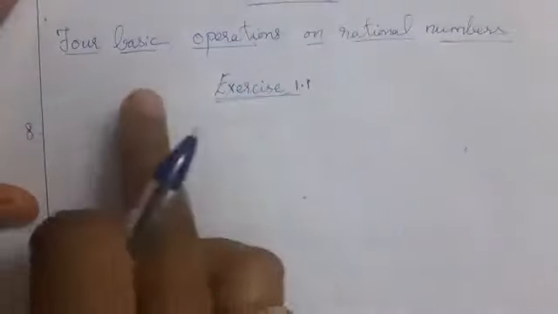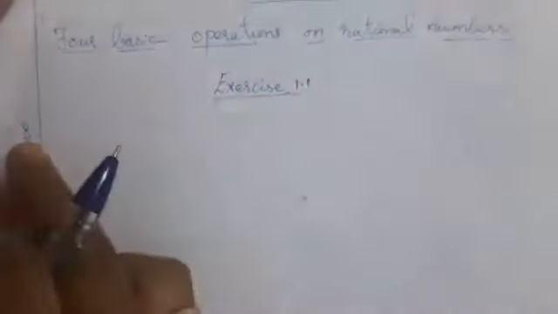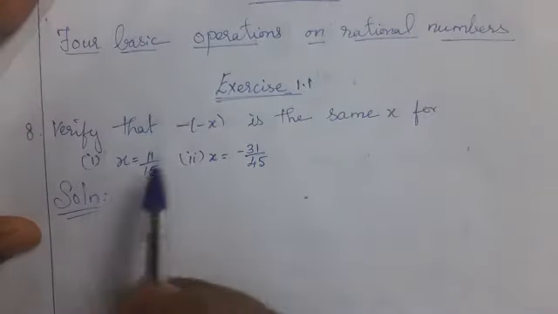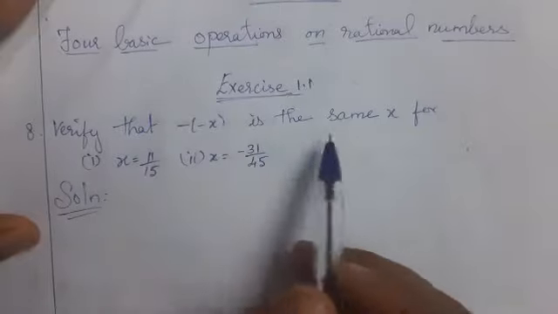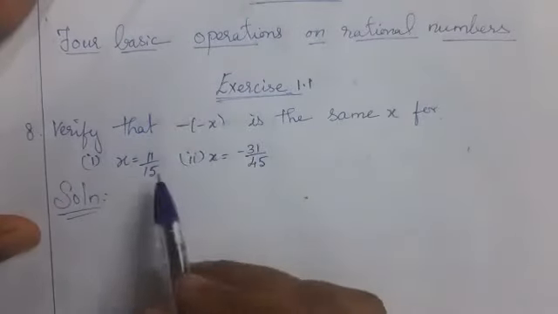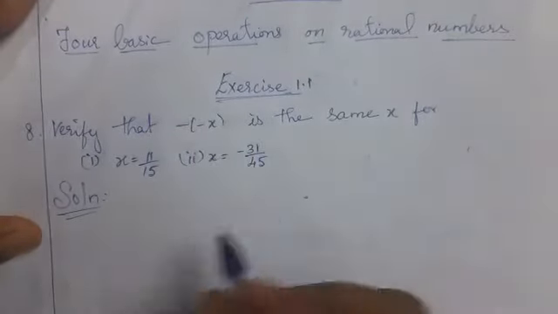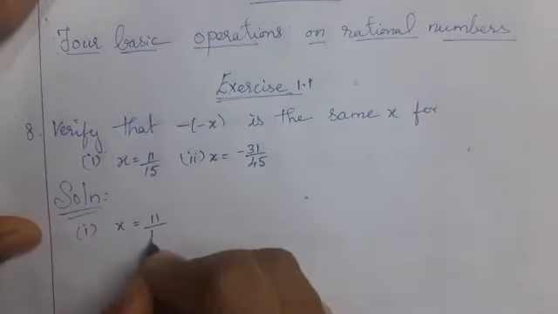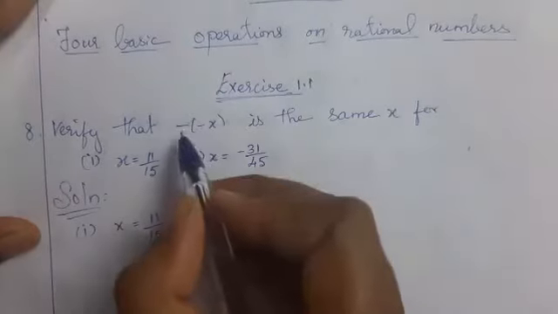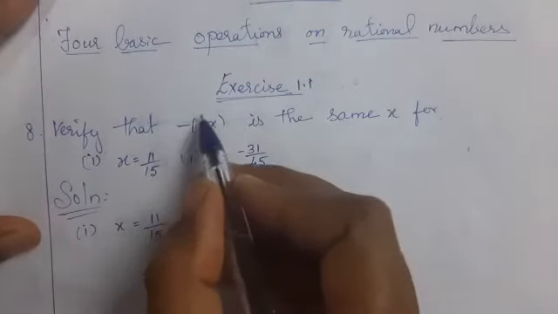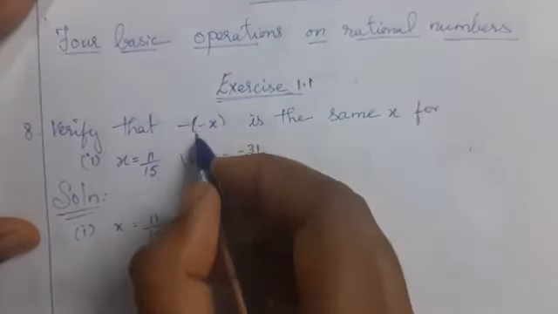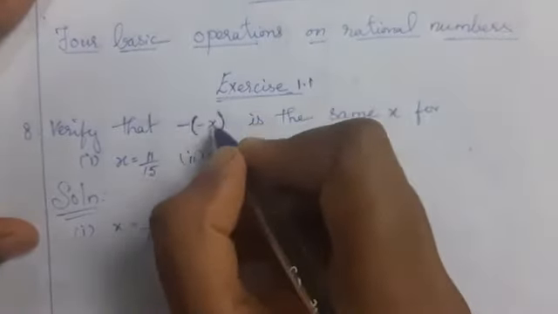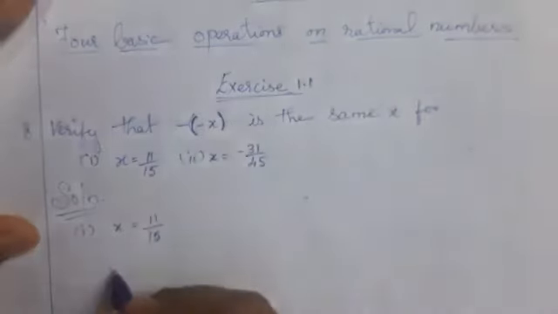Write the heading, then write exercise 1.1, then start from the 8th question. Verify that minus x is the same as x. You have two questions. First one is x is equal to 11 by 15. You must verify with the minus of x. First you find the value of minus x, because this is inside the bracket, that is minus x.